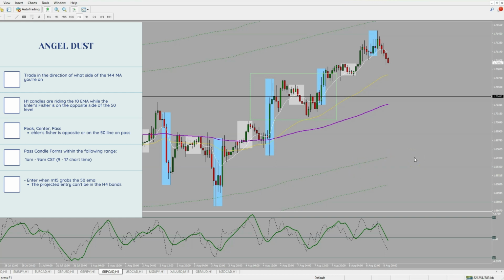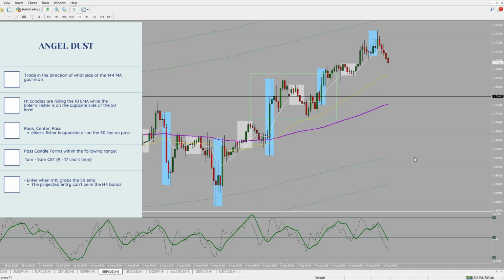The next rule says the past candle forms within the following range. This is a major change to my strategy, because before there were some specific times, which granted this is still a specific range of time, but it's a much more lenient range of time than what I had before, because after tons of back testing, I found that as long as it's within this range, then we're good.